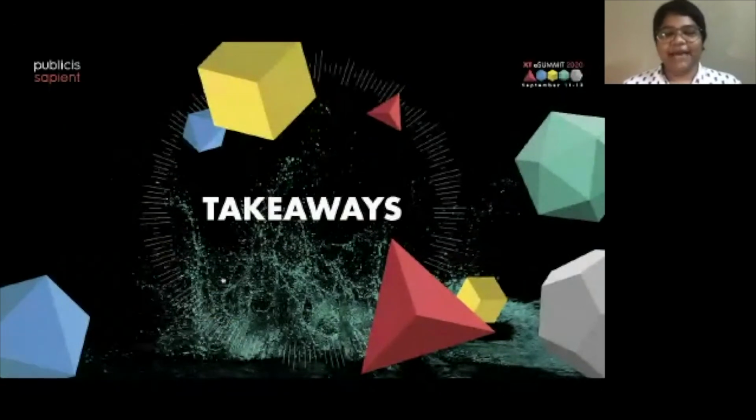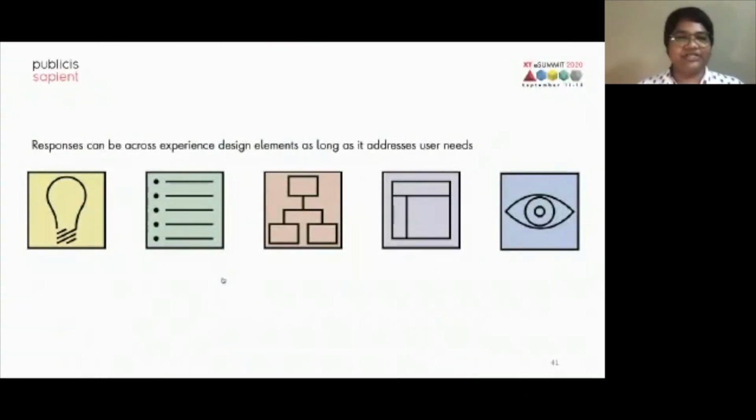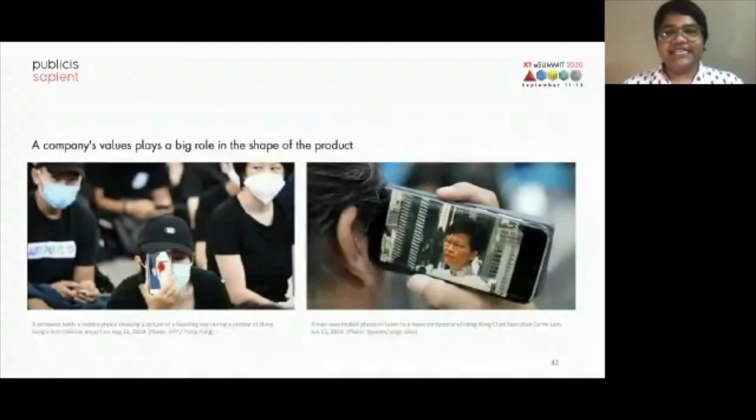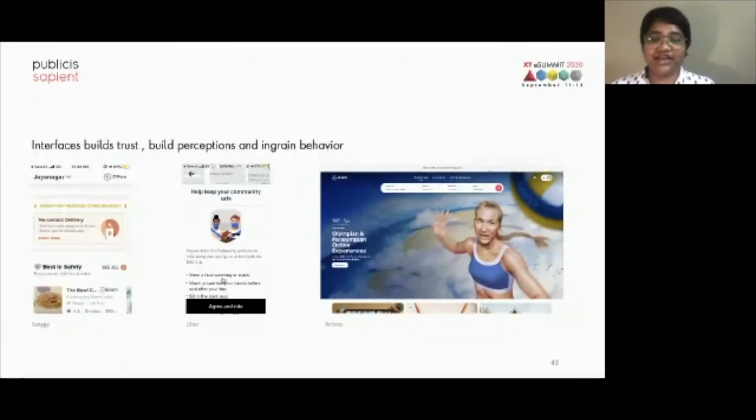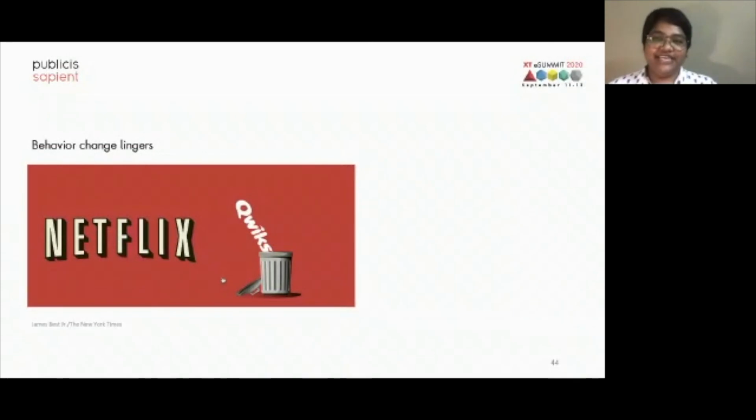So we've come to the end of all the examples, and even though these were few in numbers, there is definitely something that we can take back. We've seen that responses can vary from surface to strategy across all design elements, as long as it addresses your users' needs. We've also seen that a company's value plays a very important part when it comes to shaping the product, as in the case of Telegram. And we've also seen that interfaces can help build trust, perception, and also ingrain behavior in a very short period of time. And lastly, we've seen that behavior change lingers. So it is very, very necessary that after a crisis, we check back with our users at what stage they are and if they're ready for any change, or else be ready to lose 800,000 subscribers.